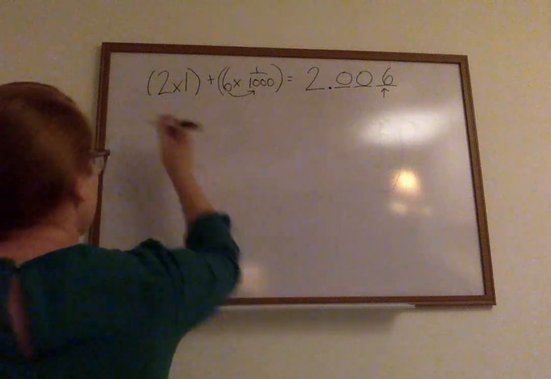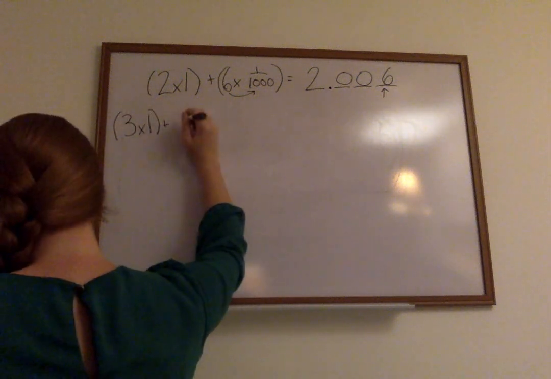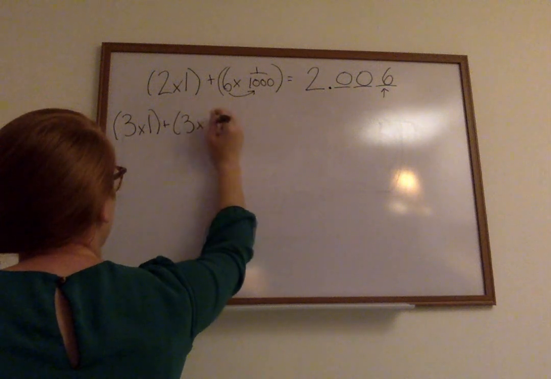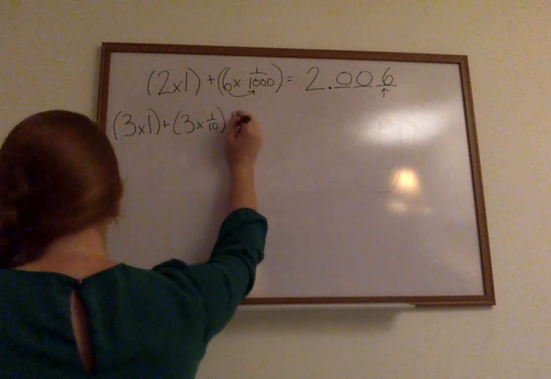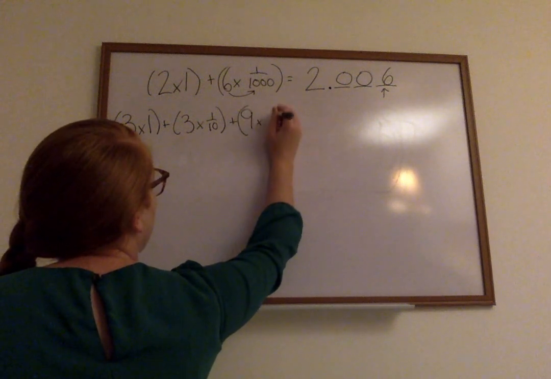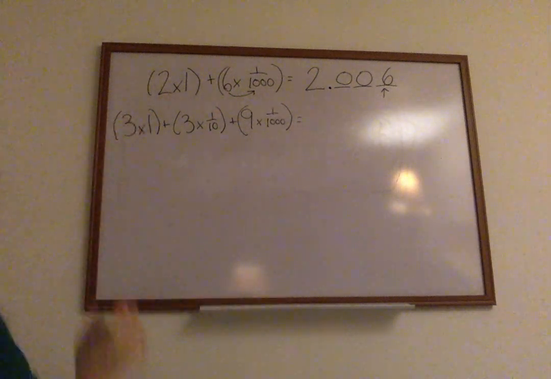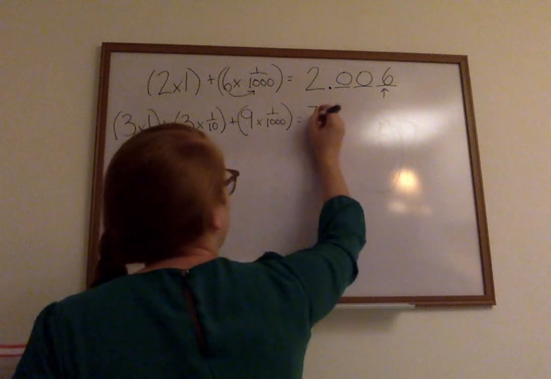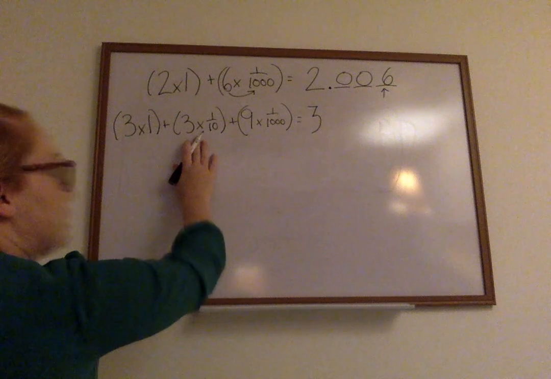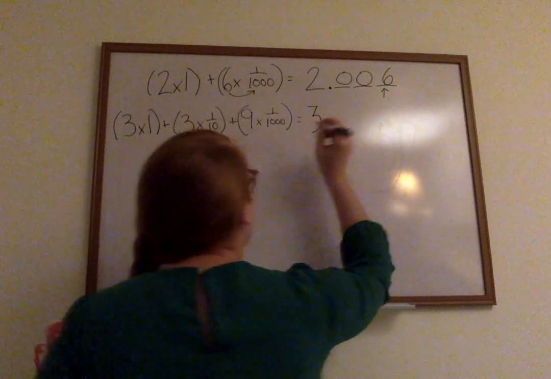Next, 3 times 1 plus 3 times 1/10 plus 9 times 1/1,000. Start from the front. 3 times 1 is 3. Next, I see a fraction. As soon as I see a fraction, I've got to put that decimal down. Now I'm going to come back.